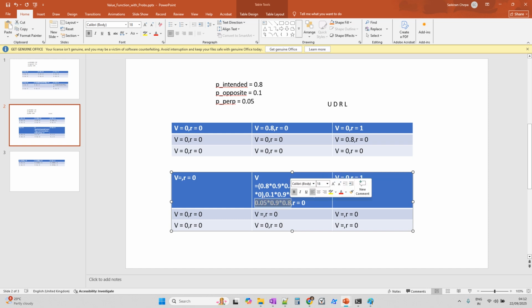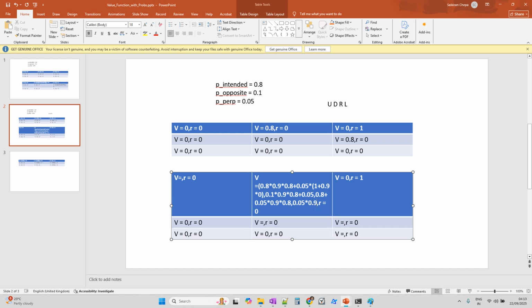Okay, the next one is left side. If you do left side, only two values, up and the right one, will contribute something. If he goes to left direction, nothing will come here, down also nothing will come here, up something will come, that is perpendicular to the intended direction. So 0.05 into 0.9 into 0.8 will come, plus if it goes in this direction, then it is the opposite direction. So 0.1 into 1 plus 0.9, so this is 0.1. So that's the idea. This is one value calculation I have done.